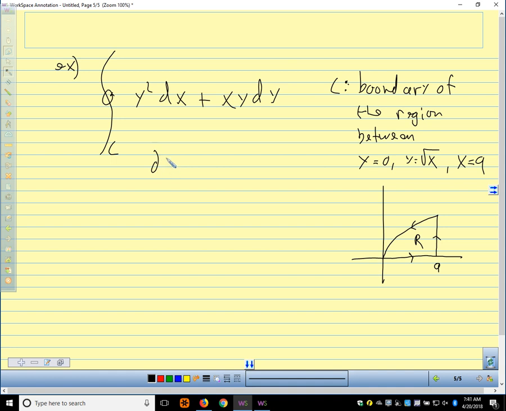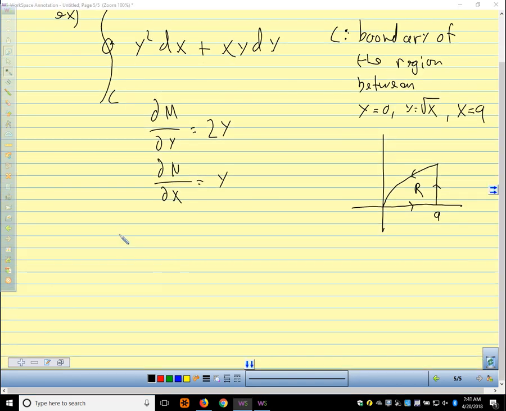So the partial of M with respect to y is 2y. Partial of N with respect to x is y. So by Green's, we evaluate the double integral over our region of minus y, that is dN/dx minus dM/dy, dA.